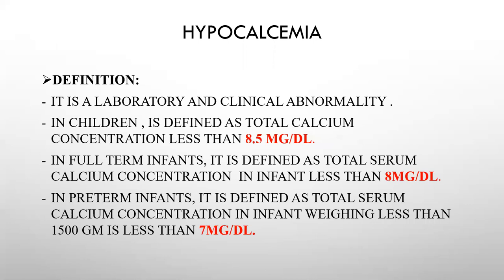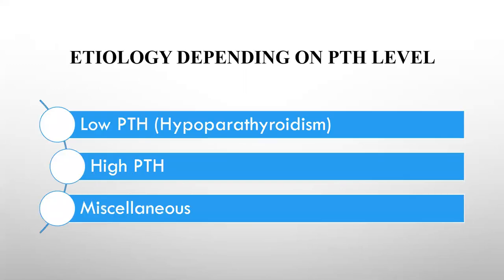So, what's the definition of hypocalcemia? It's a laboratory and clinical abnormality. And in children, it's defined by having a total calcium level below 8.5 milligram per deciliter, while in full-term infants, it's below 8 milligram per deciliter, and in preterm infants, it's below 7 milligram per deciliter.